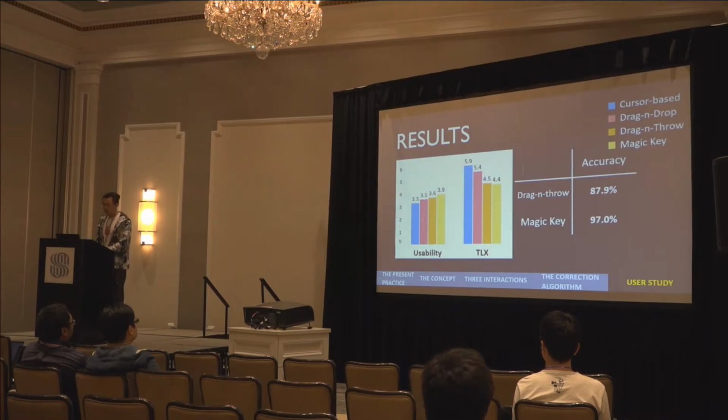For the composition task, we did usability and TLX, which is task load score measurement. And for usability, the higher is better. For TLX, the lower is better. And we can see that participants preferred magic key in both evaluations. And we also log the accuracy while they are correcting the errors in composition task. And we can see the accuracy here. Drag and throw has over 87% of accuracy, and magic key has 97%. So it's pretty doable in the realistic settings.